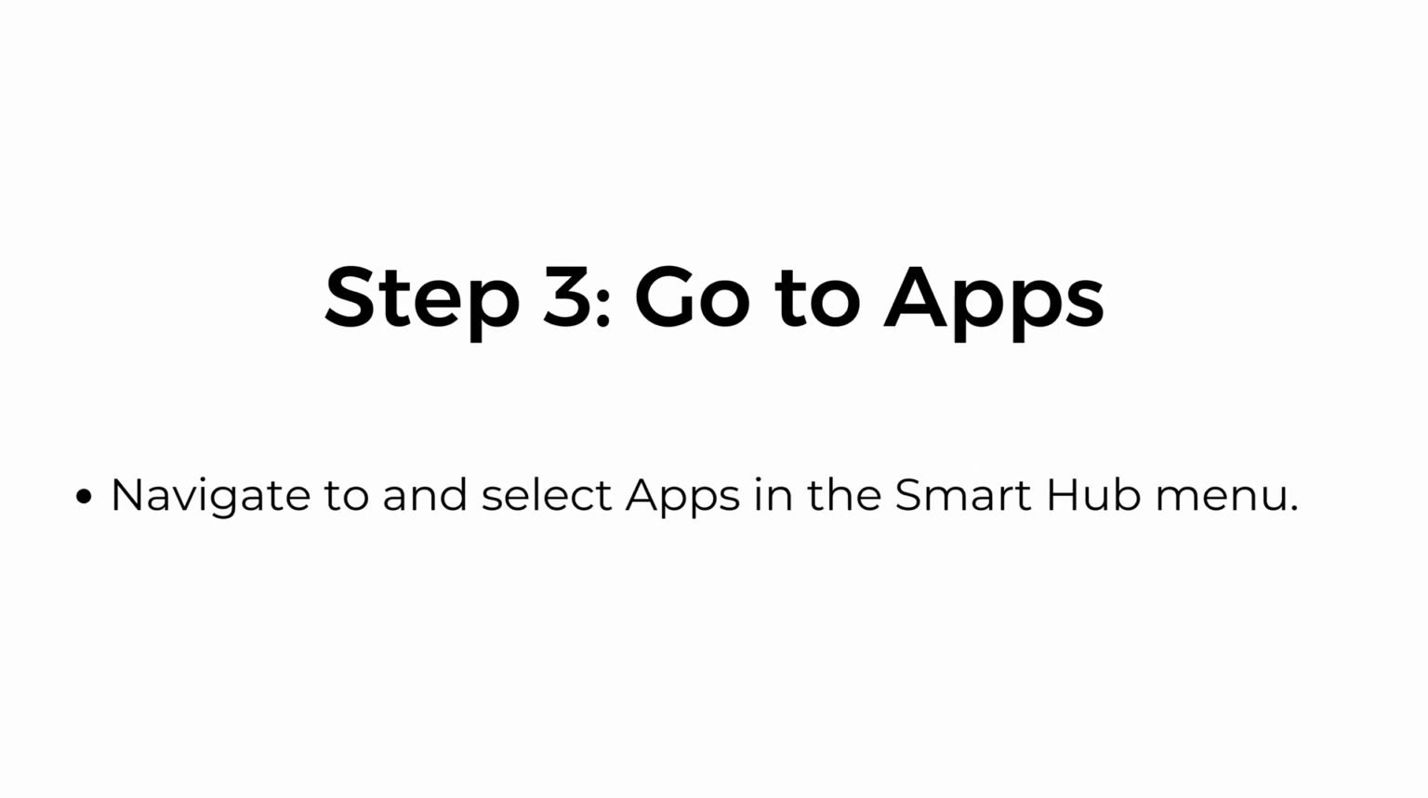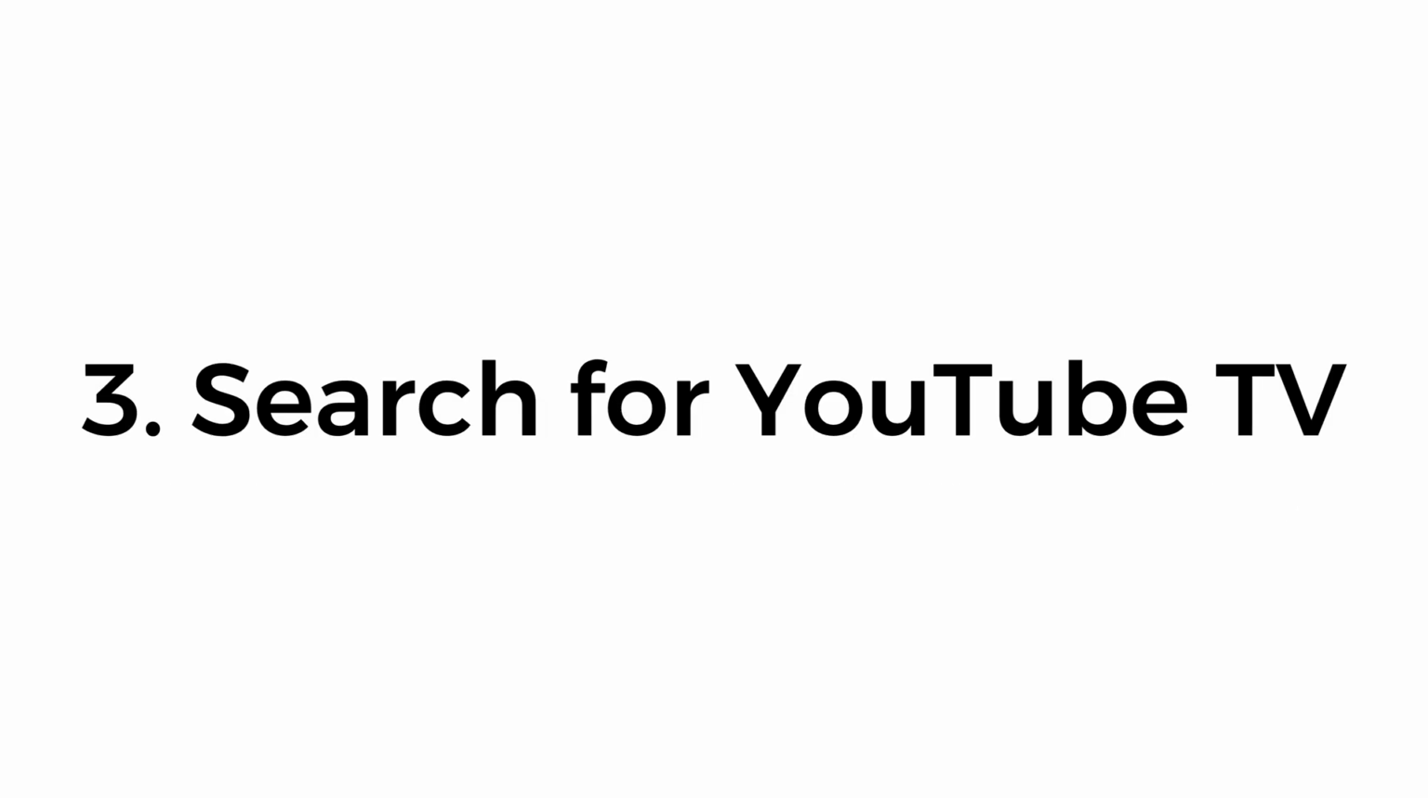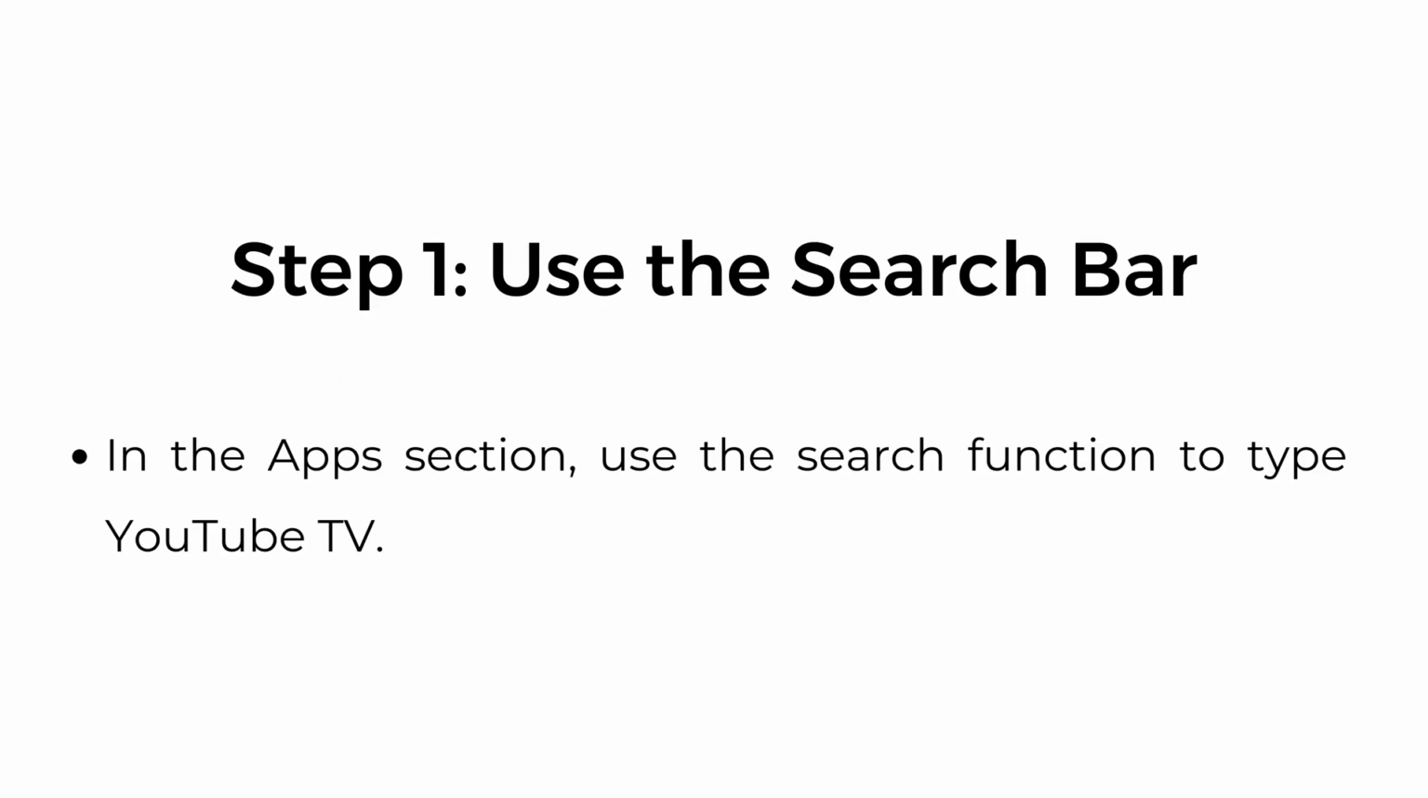Step number three, go to Apps. Navigate to and select Apps in the Smart Hub menu. Number three, search for YouTube TV. Step number one, use the search bar.